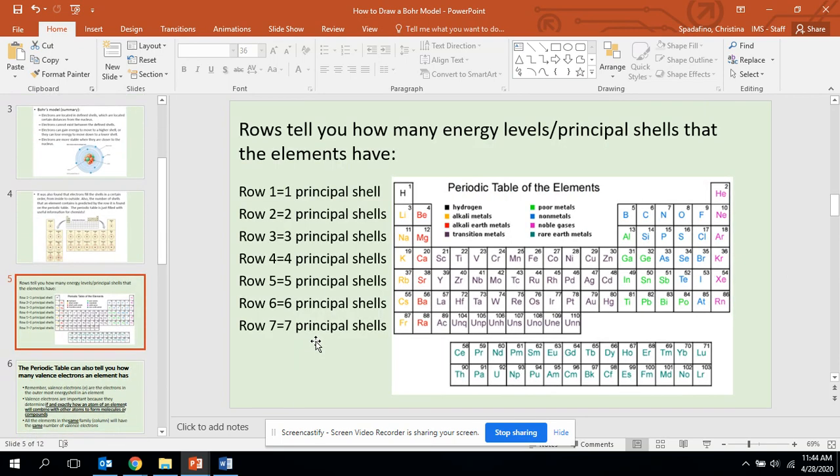Rows tell you how many energy shells each element has. So again, row by row, 1, 2, 3, 4, 5, 6, 7. Now remember there are subshells, but we don't get into that this year. We're just focusing on the principal or the main shells.